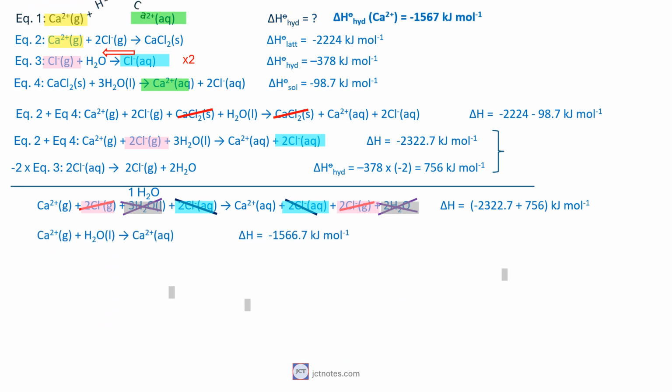The addition of the enthalpies gives us a value of -1566.7 kilojoules per mole. Rounded to no decimal places, it is -1567 kilojoules per mole.